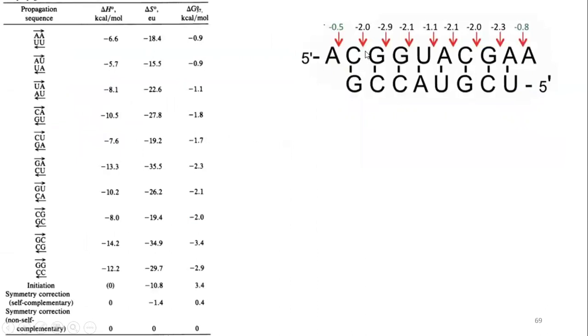Okay, all you need to do now is to figure out the propagation sequence. Now you know CG is then stacked upon GC. Its corresponding free energy change is minus 2.0, which we have written over here. And similarly, we would go on calculating the stacking interactions and their free energy values. This is called propagation.